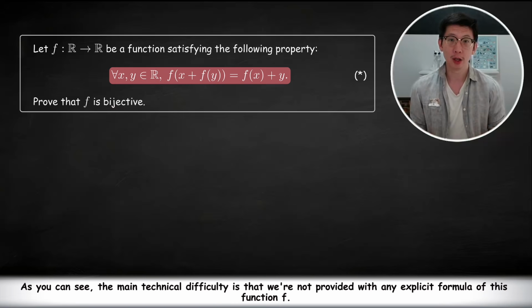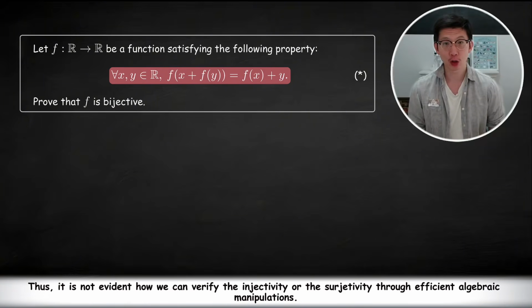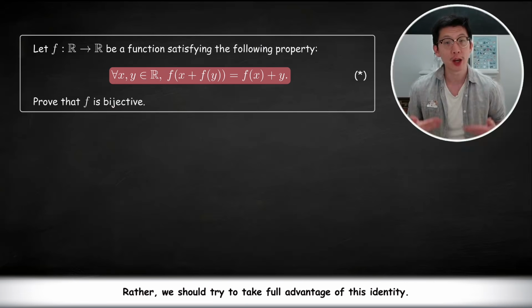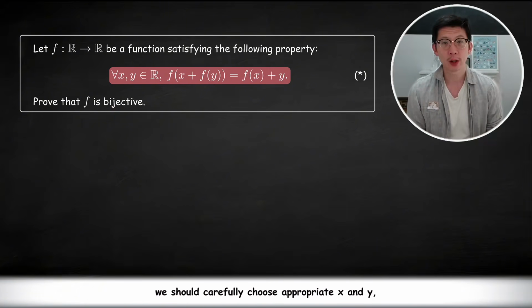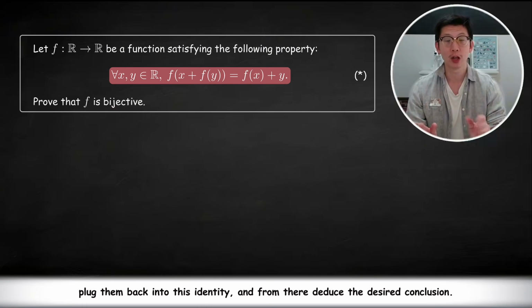As you can see, the main technical difficulty is that we're not provided with any explicit formula of this function f. Thus, it is not evident how we can verify the injectivity or the surjectivity through efficient algebraic manipulations. Rather, we should try to take full advantage of this identity. Since this identity works for arbitrary x and y, we should carefully choose appropriate x and y, plug them back into this identity, and from there deduce the desired conclusion.